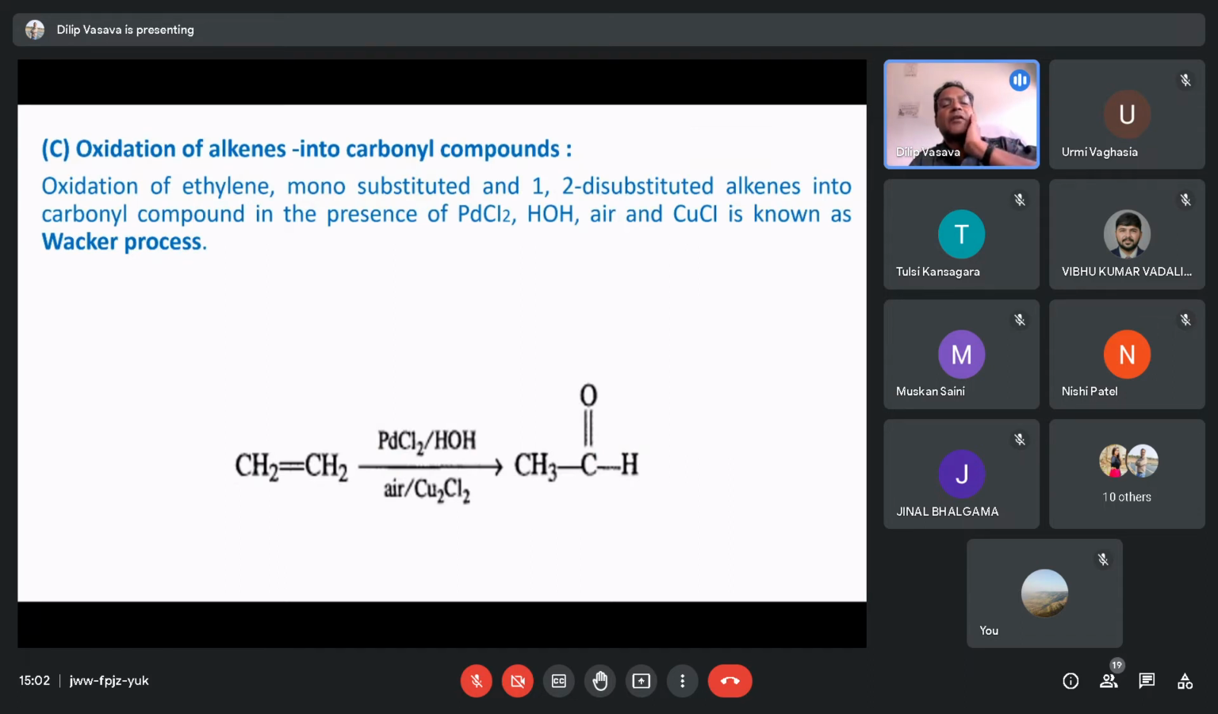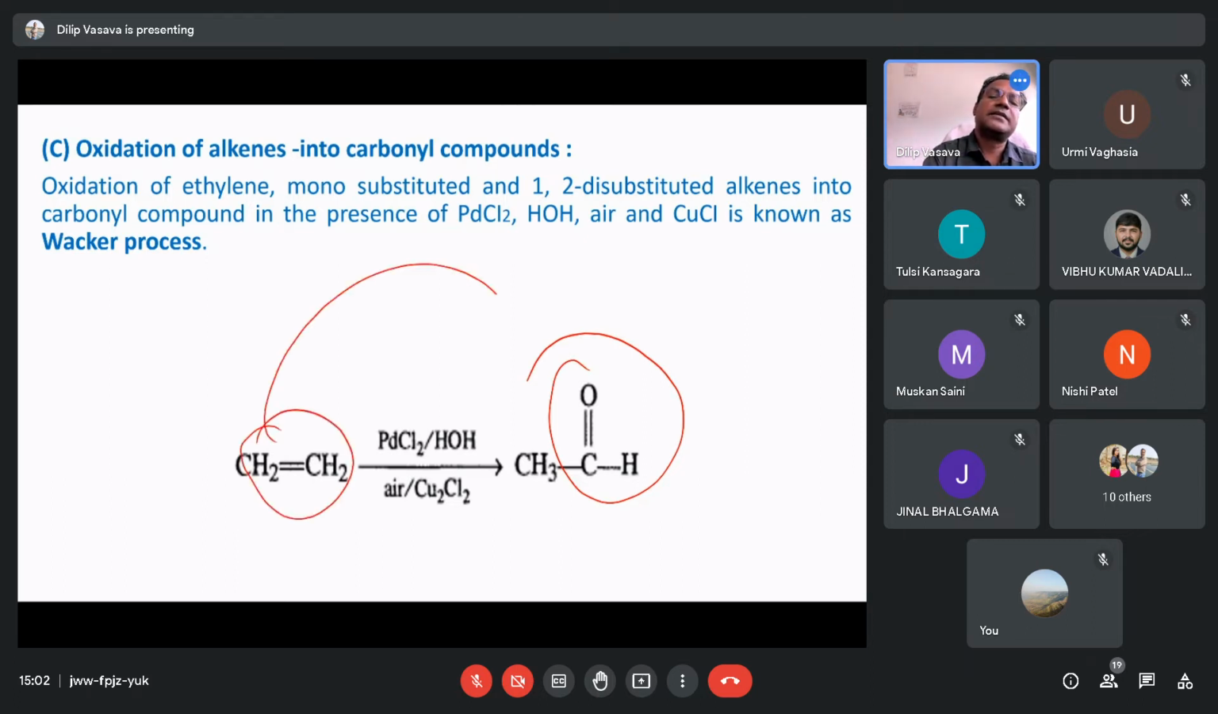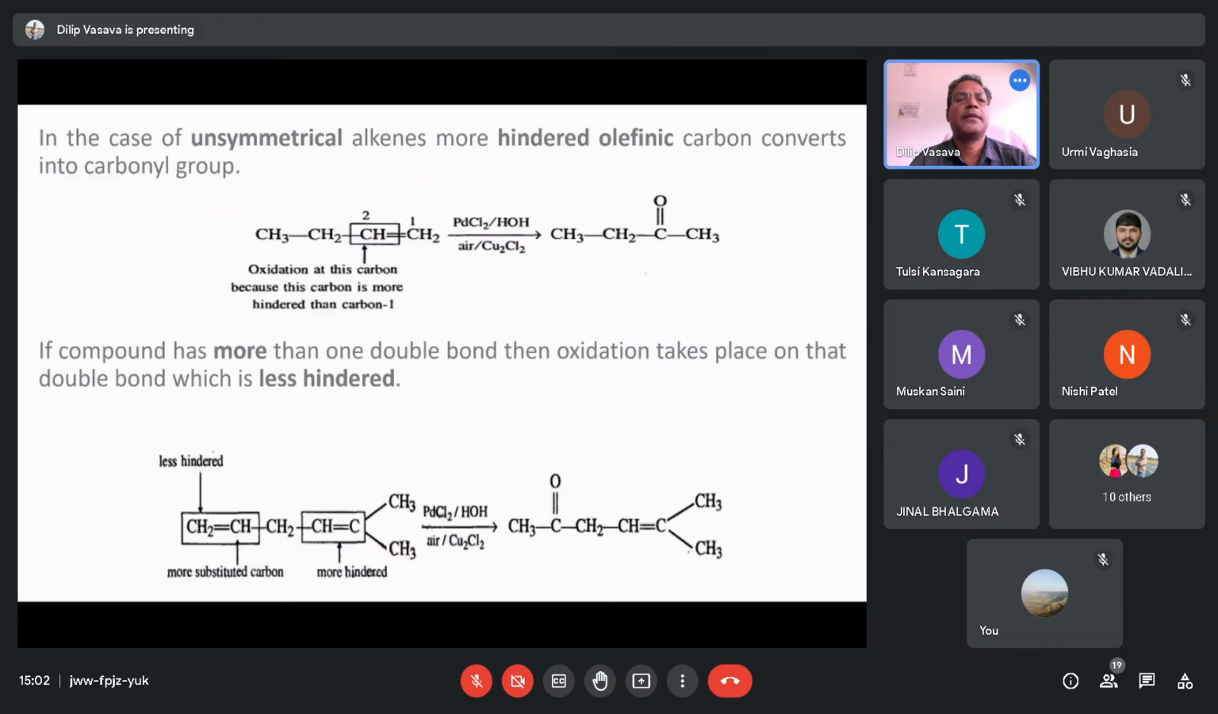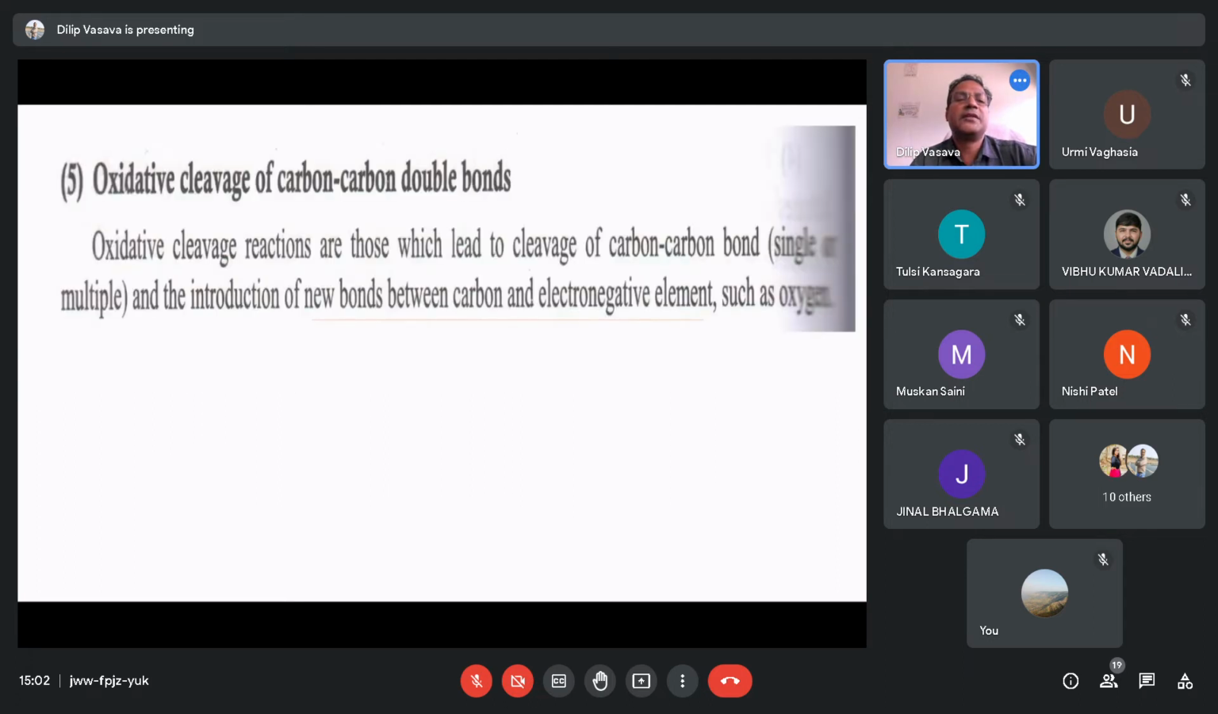Now oxidation of the alkenes into carbonyl. We have already seen the Wacker process where the alkene is oxidized into the carbonyl group in the form of the aldehyde. How this reaction proceeds is what is mentioned.